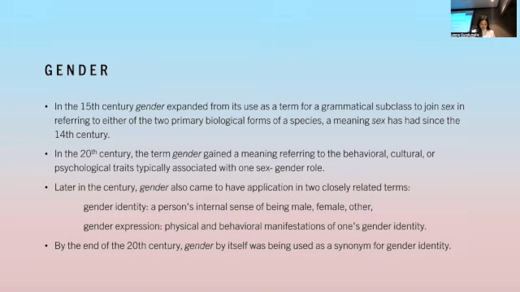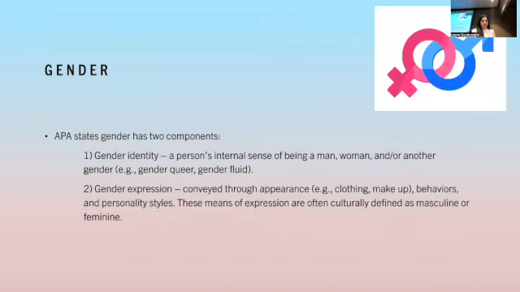Later in the 20th century, the word gender also came to be used in two related terms. These are gender identity, which is a person's internal sense of being male, female, or another gender, and gender expression, which is the physical and behavioral manifestation of gender identity. By the end of the 20th century, the word gender by itself was being used as a synonym for gender identity. The APA currently states that gender is comprised of one's gender identity and one's gender expression.